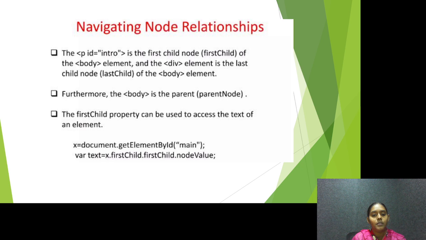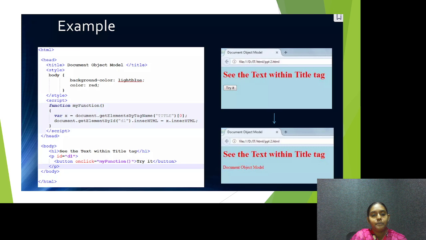Furthermore, the body tag is the parent node. The firstChild property can be used to access the text of an element. x is equal to document.getElementById, where we indicate main, and var text is equal to x.firstChild.nodeValue. It indicates the first child node value.